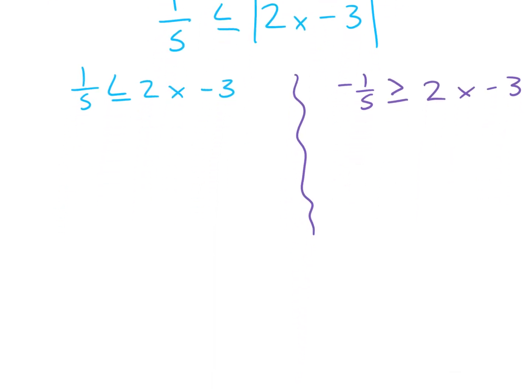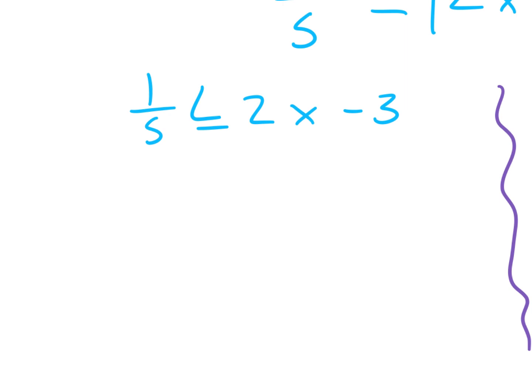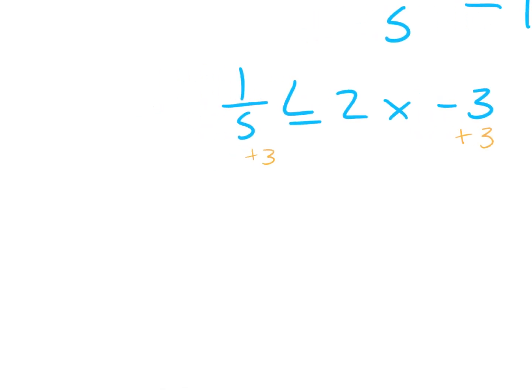Now let's solve both of these. It's a good one to practice because we have fractions. So I'm going to add 3 to both sides. I'm going to write this on the side here so we have more space. So I have 1 over 5 plus 3. How do I add a fraction and a whole number? I need a common denominator. So I'm going to multiply this by 5 over 5 to make it 15 over 5. And then we add the numerators. We get 16 over 5 is less than or equal to 2x.